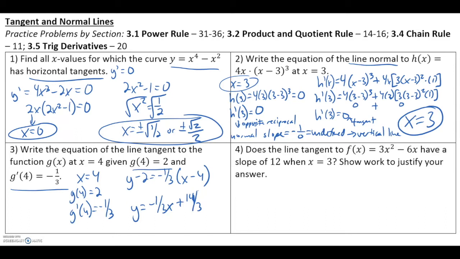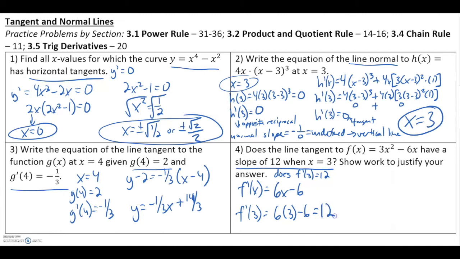Question 4. Does the line tangent to f of x equals 3x squared minus 6x have a slope of 12 when x equals 3? Show work to justify your answer. Well, slope of 12 when x equals 3, all we need to think of for that is, does f prime of 3 equal 12? That's all we're being asked to prove. So let's first get f prime of x, which would be 6x minus 6, and f prime of 3 would be 6 times 3 minus 6 equals 12, and based on our work, we can say yes.